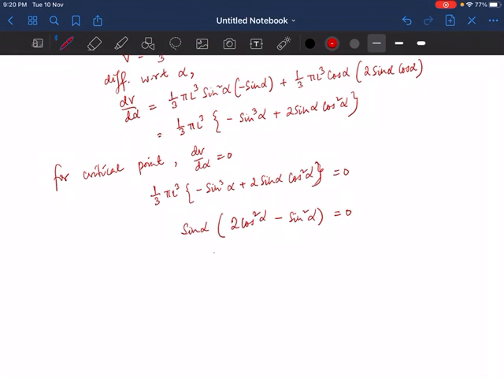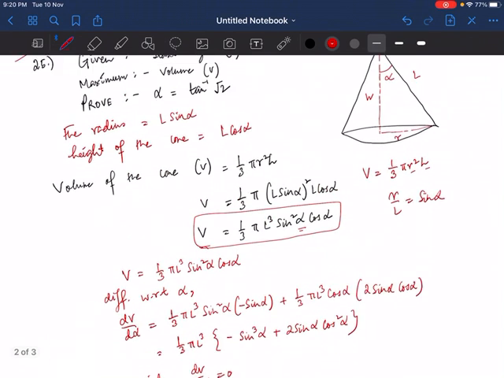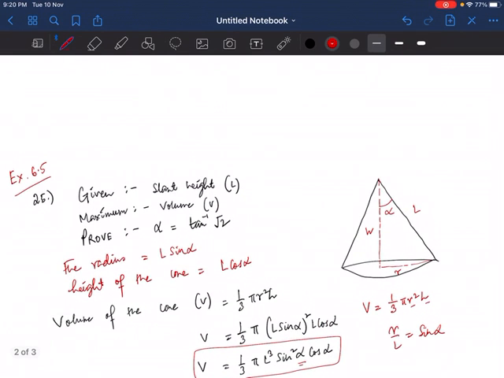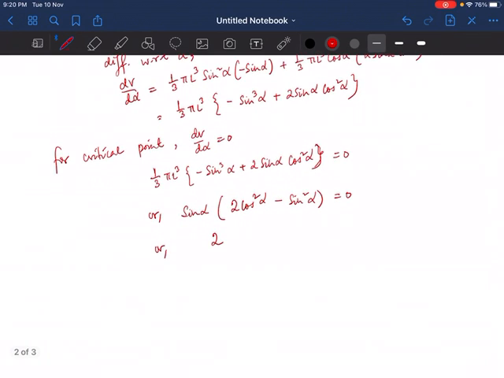So sine alpha also goes away, because sine alpha cannot be 0, because alpha cannot be 0. Why? Because if the semi-vertical angle is 0, then the cone will basically be like this. So alpha cannot be 0, so sine alpha goes away. So this must be 0 in order for the expression to be 0.